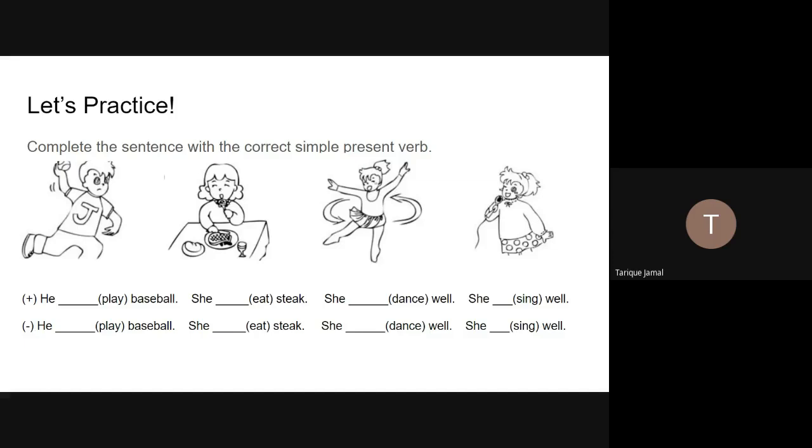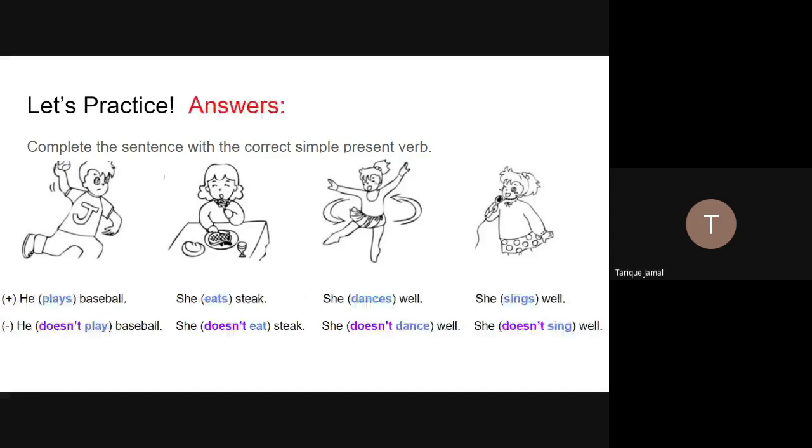All right, let's move on to check how you did. All right, so let's check your answers. He plays baseball, right? She eats steak. She dances well. She sings well. He doesn't play baseball, right? She doesn't eat steak. She doesn't dance well. She doesn't sing well. Okay?